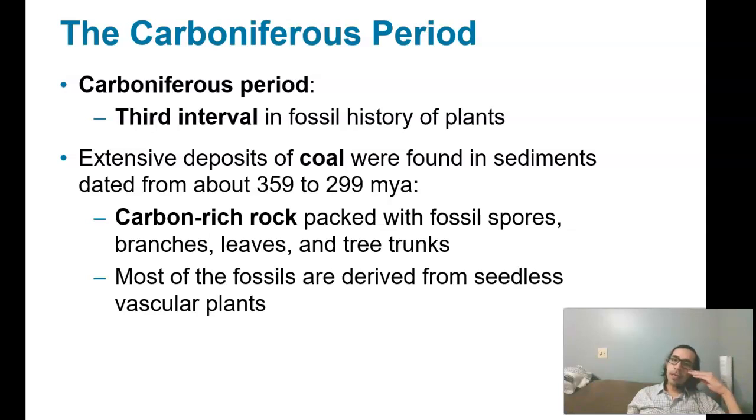Because at this time there's more diversity of the seedless vascular plants, most of the fossils were from seedless vascular plants. Okay. But back then they were a lot bigger than the ones found today. Because there was more diversity during this time, some of those seedless vascular plants were either as big as shrubs or even trees.